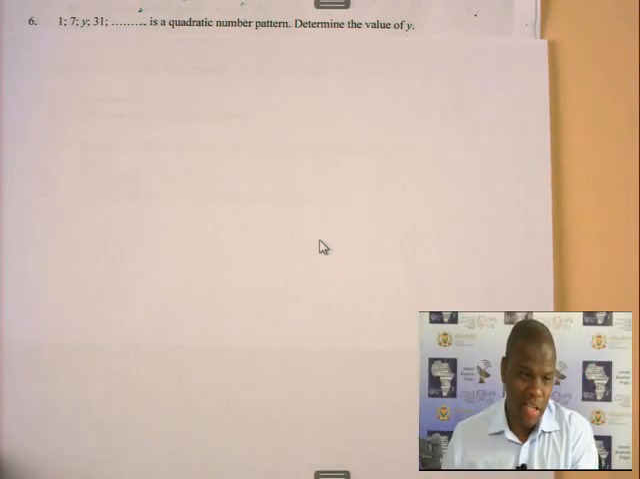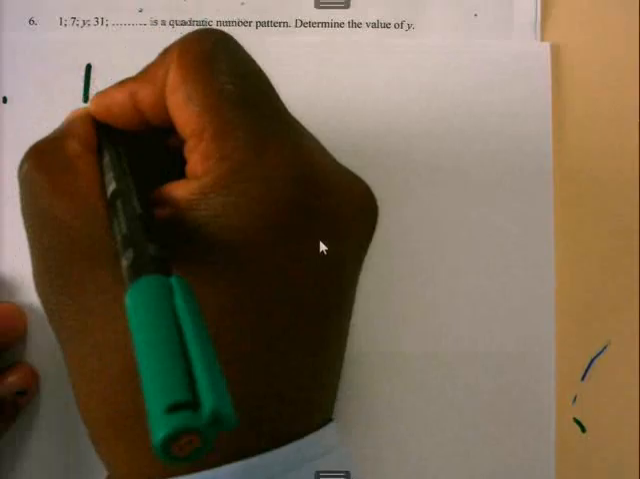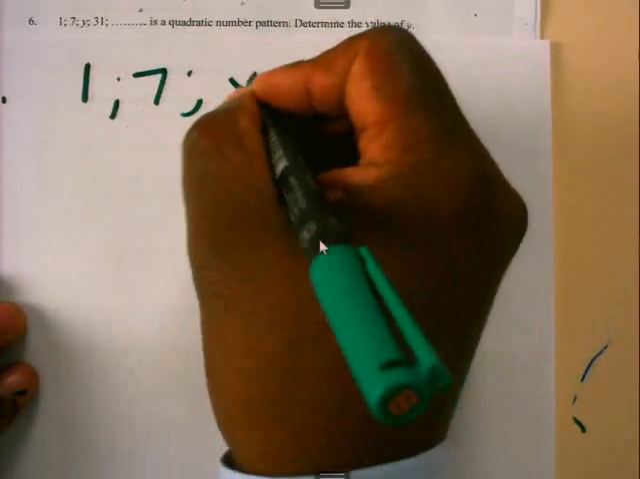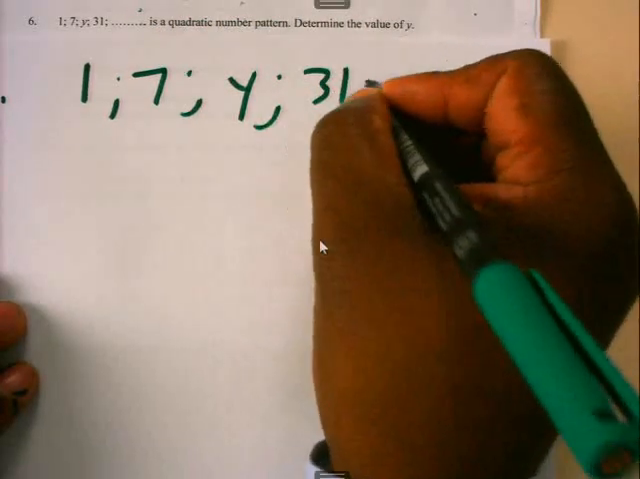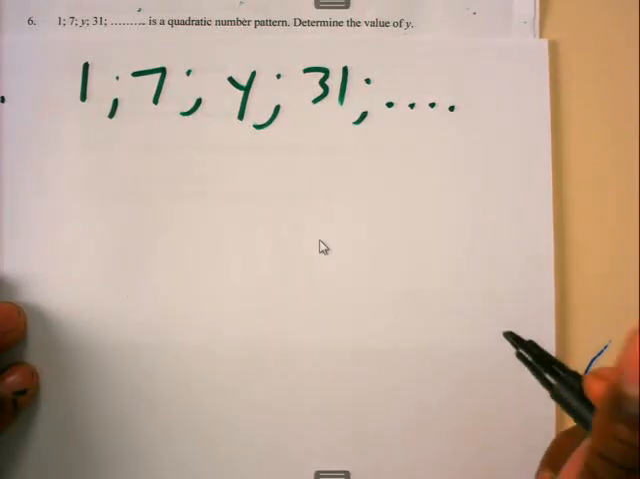Welcome. Let's check your work. Check your work against mine. Remember the question, 1, 7, y, 31 is a quadratic number pattern. Determine the value of y. So remember the key. Write the pattern down: 1, 7, y, 31. It's a quadratic number pattern. If it's a quadratic number pattern, the second difference is common.